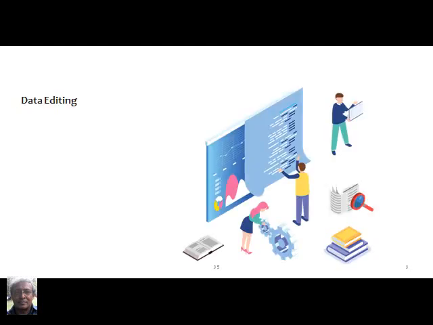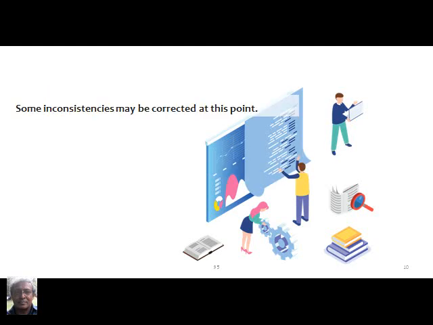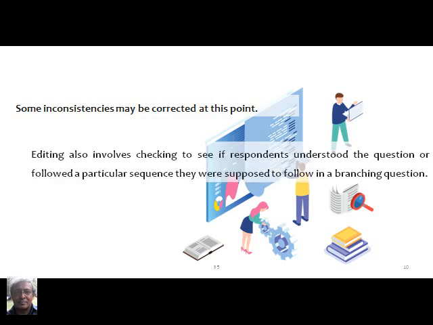Data editing. Before the collected data can be used, it must be edited. It must be inspected for completeness and consistency. Some inconsistencies may be corrected at this point. Editing also involves checking to see if respondents understood the question or followed a particular sequence they were supposed to follow in a branching question.